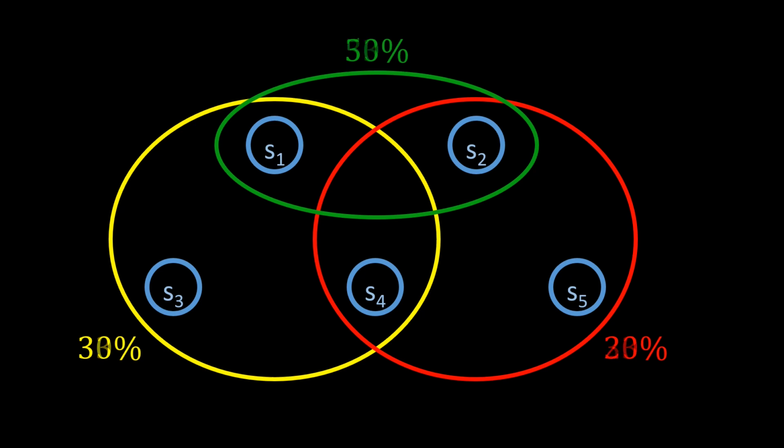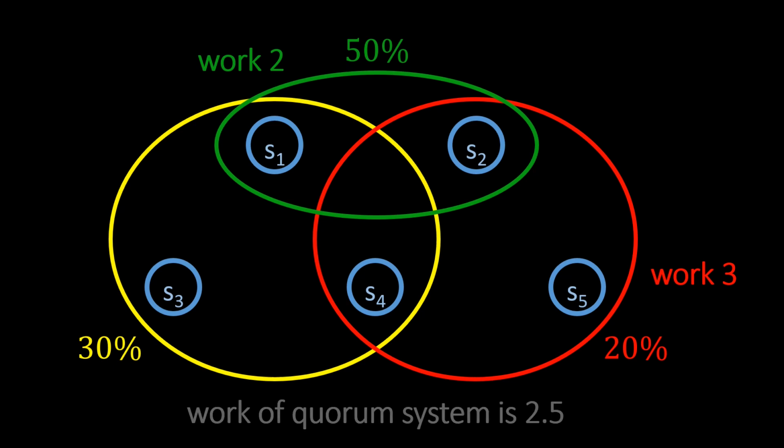The work is defined per quorum and simply measures how many nodes are in that quorum. So the work of the red quorum is 3, and the work of the green quorum is 2. The work of a quorum system is simply the average work given the access strategy, so how many nodes a client needs to access on average. Since the green quorum is accessed half the time, the work of this quorum system is 2.5.